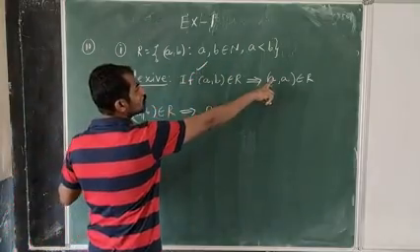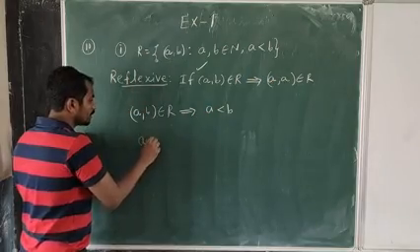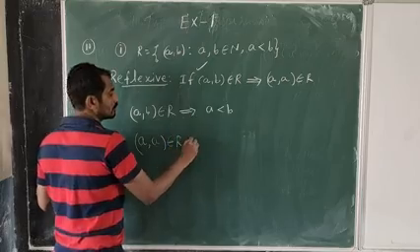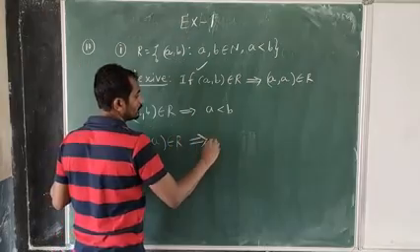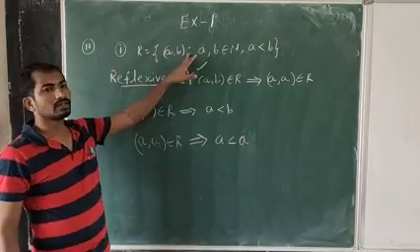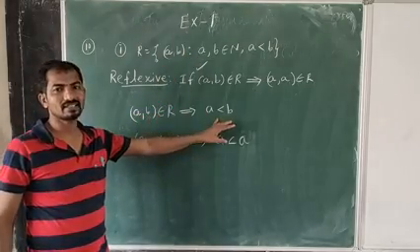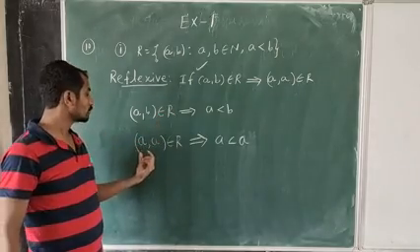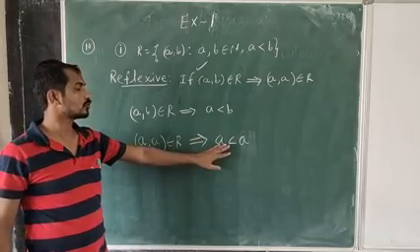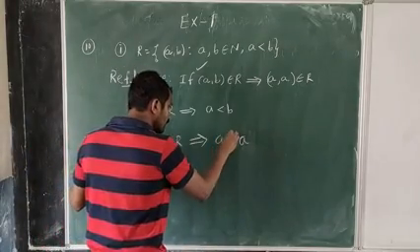Clear? But we have to show (a, a) belongs to R. If (a, a) belongs to R, then we have to write a is less than a. Now for a reflexive relation we have to show (a, a) belongs to R; if (a, a) belongs to R then we have to show a less than a, which is impossible. Clear? Which is impossible.